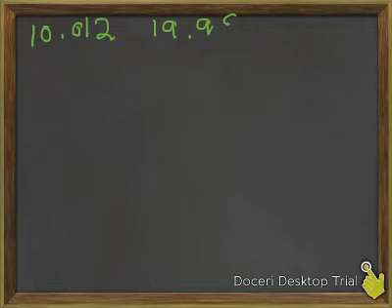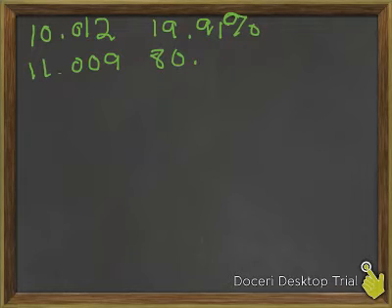We were given two isotopes. We were given one with a mass of 10.012 and it was 19.91%. We were given another one with a mass of 11.009 with a percent abundance of 80.09.